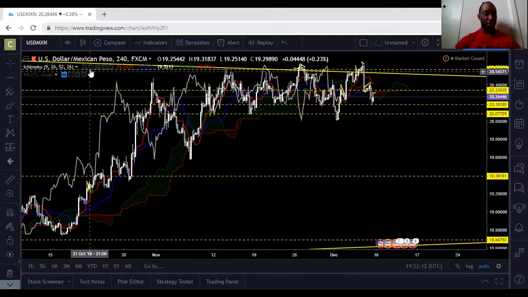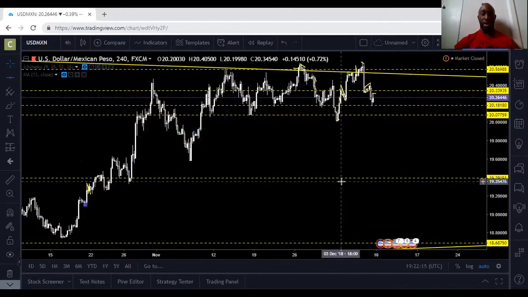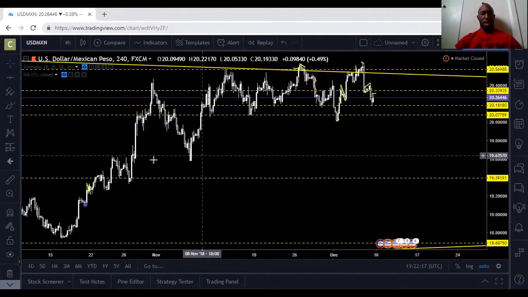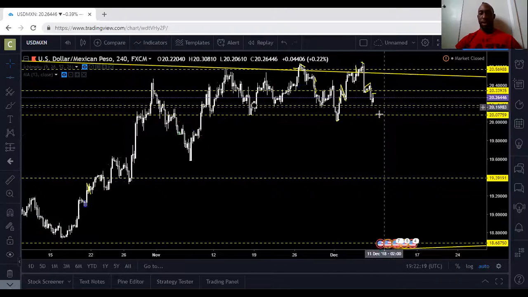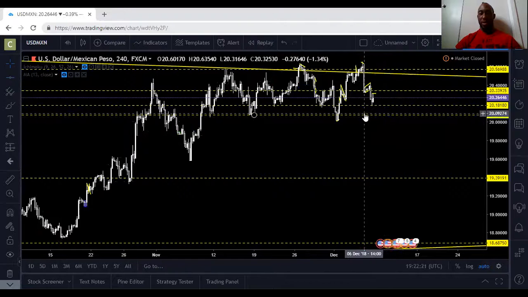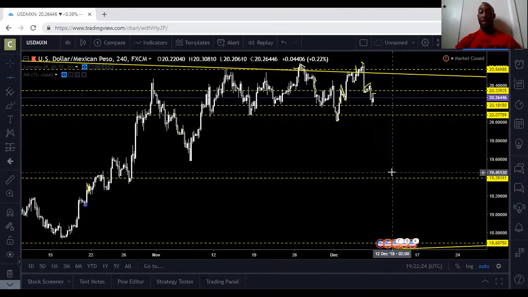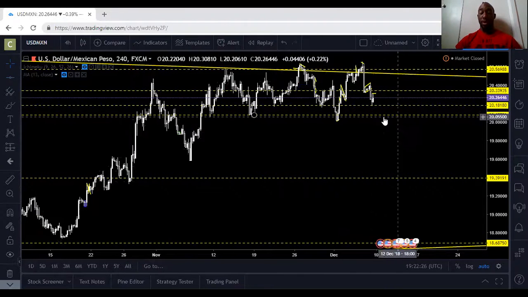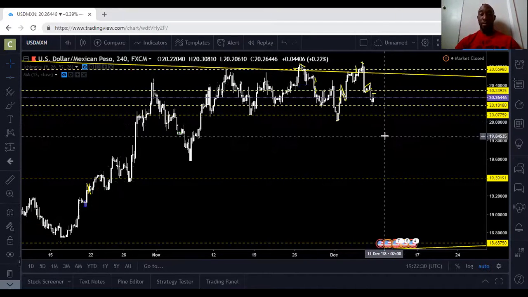If we take Ichimoku off to see clearly, yeah, we could come down to this level right in here. I'm betting that it's going to come down to the 20 level and test that level, which is where I'm putting my money in. So that's my analysis for the US dollar and Mexican peso.